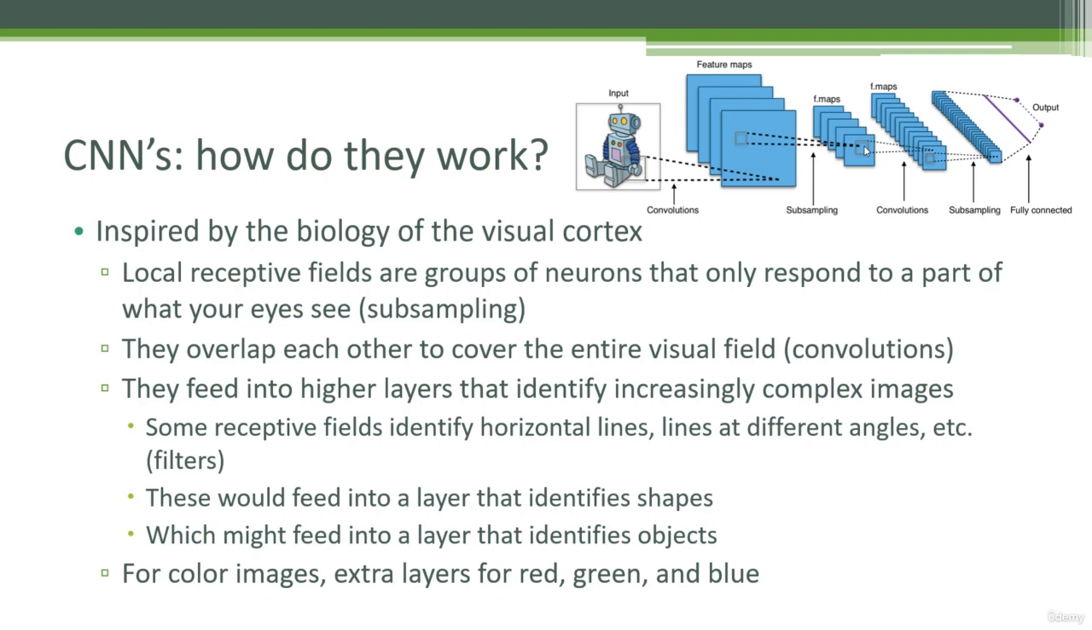We call these filters. And that might feed into a layer above them that would then assemble those lines that it identified at the lower level into shapes. And maybe there's a layer above that that would be able to recognize objects based on the patterns of shapes that you see. And then if you're dealing with color images, we have to multiply everything by 3 because you actually have specialized cells within your retina for detecting red, green, and blue light. And we need to assemble those together as well. Those each get processed individually too.